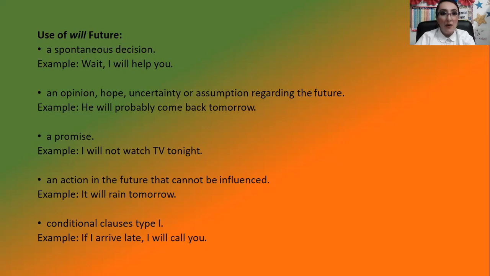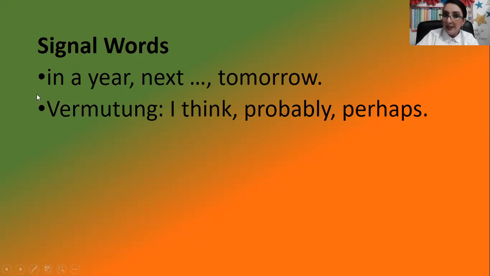Anyway, now I'm going to be giving you some signal words that are going to be pretty useful for you. Will, in a year, next year, tomorrow, next Saturday, whatever that means future, are going to be here. Bermutung. I think, probably, perhaps, maybe, I believe, I feel in my heart, and so on. That is going to be the Bermutung. And if you use these words, it is important that you can be using will. You are not going to be using think, probably, perhaps, with other kinds of futures, okay? We are going to be having this with will, okay?